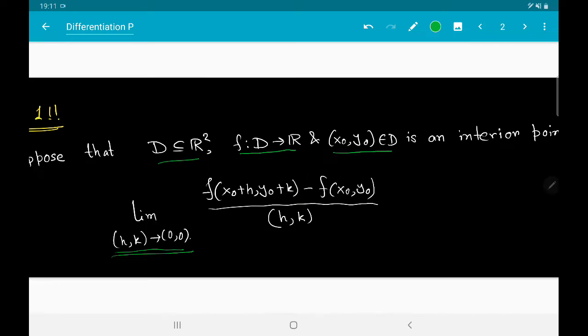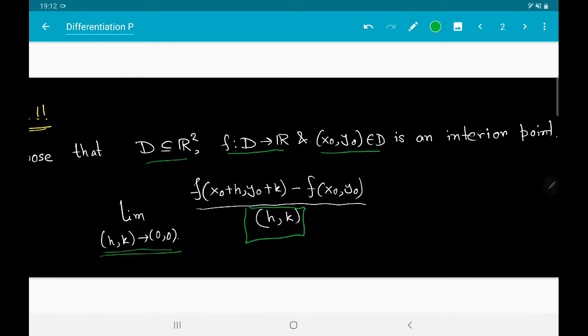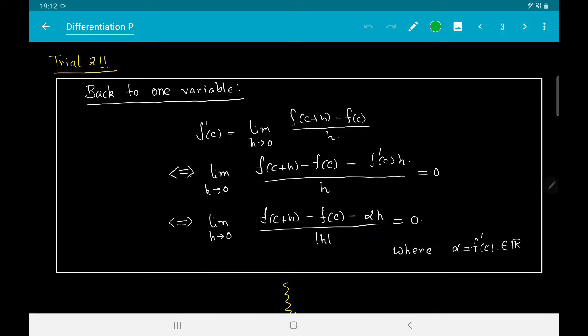We have talked about limits as (h, k) goes to (0, 0) of functions, but the problem here is that we do not know how to divide by a vector. In particular, how do we divide an expression by a two tuple? And what turns out is that such a division is not defined. This leads us to our second trial.